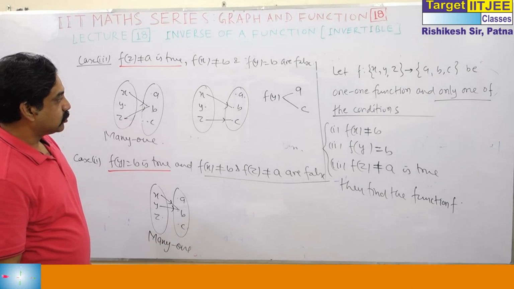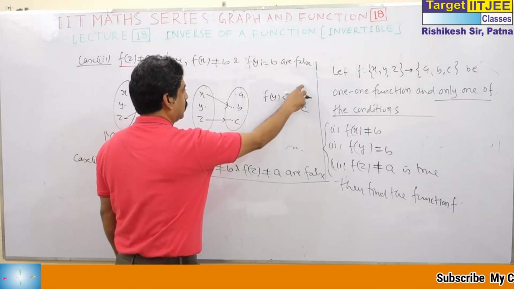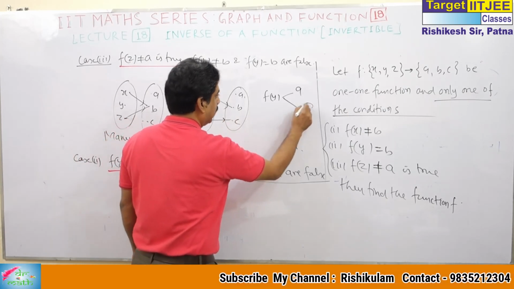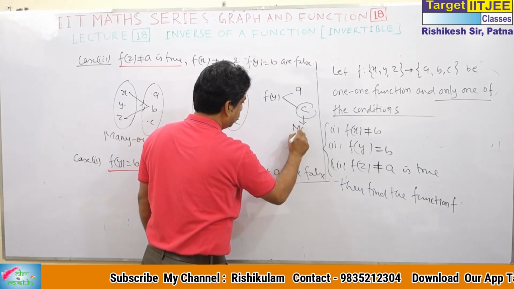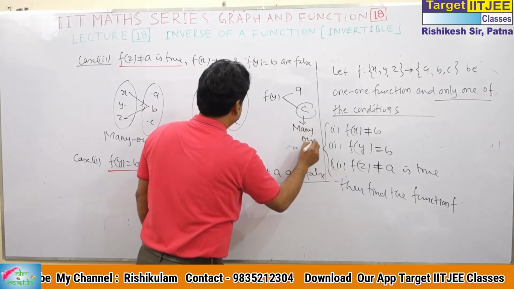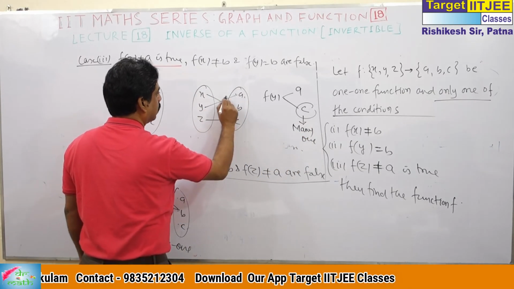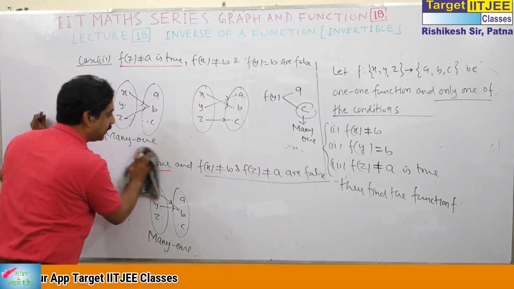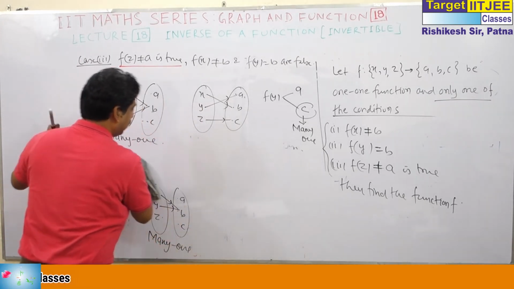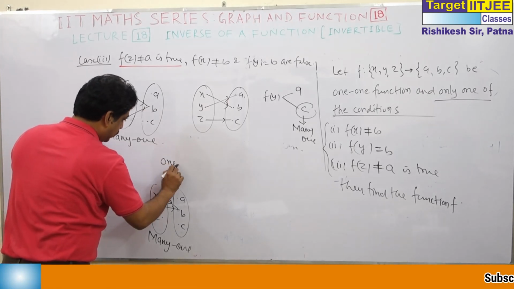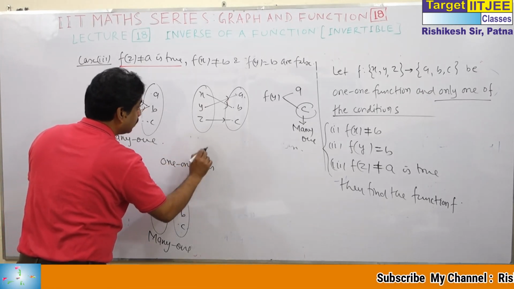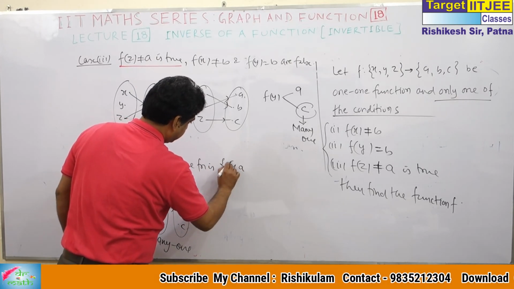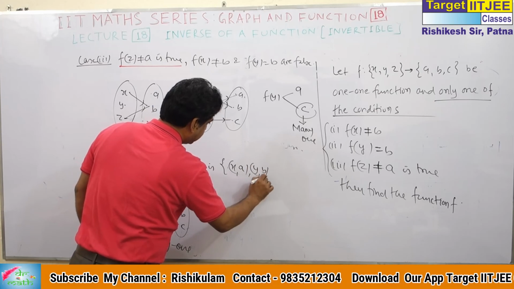When y goes to a or c, when y goes to c, this will give many-one. So for a one-one function, we must send y to a. So we have to go through all the possibilities, and finally we get the one-one function, which is x to a, y to b and z to c.